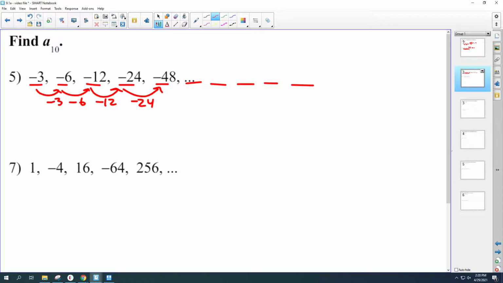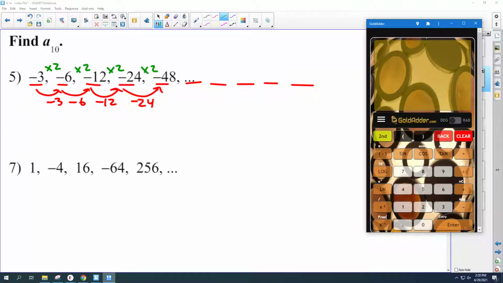There might be an easier way of doing this. Oh, I see a different way of doing it. What if we multiplied by 2? Times 2, times 2. Yeah, that looks a little easier. So we multiply by 2. Maybe you want a calculator for this one. Negative 48 times 2. It's negative 96.